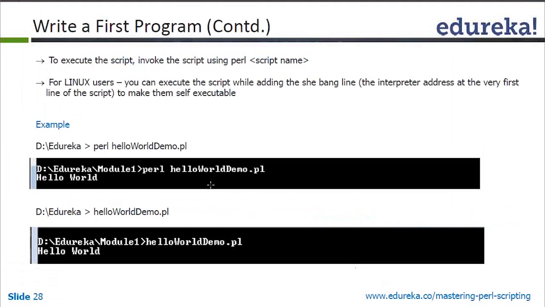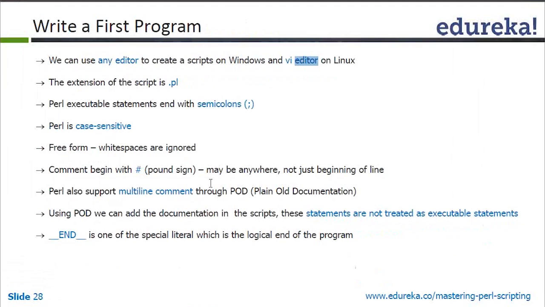So we went through this. We can use any editor. The Perl extension is .pl. Perl statements end with a semicolon. Perl is case sensitive, as I said. Anything like capital letter, small letter, it will give you an error if the case is different. For free form, white spaces are ignored. A comment with a pound sign may be anywhere, not just at the beginning of the line.